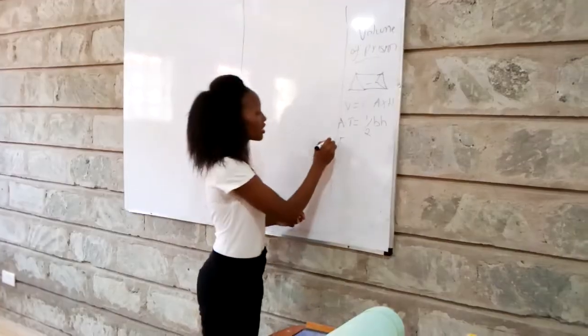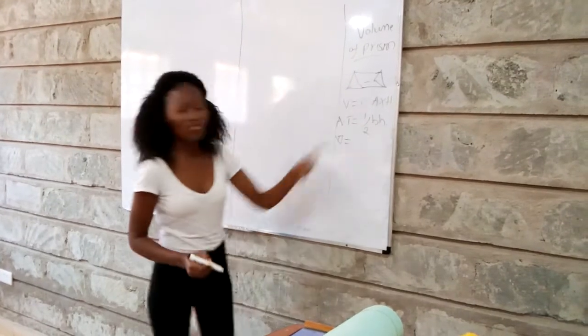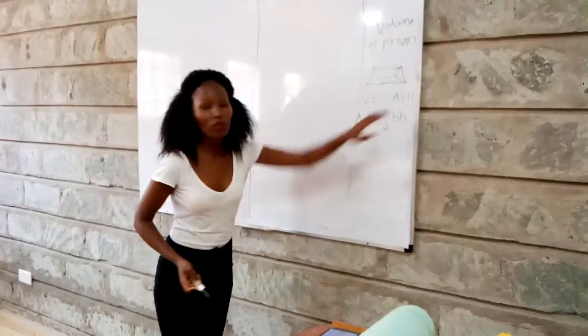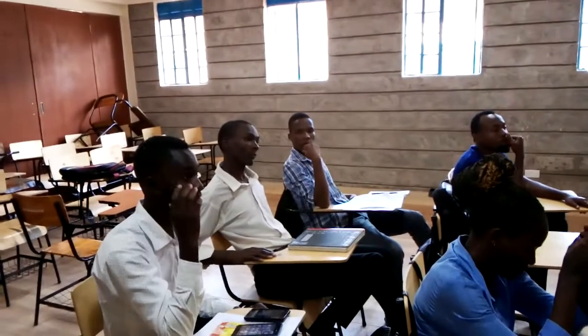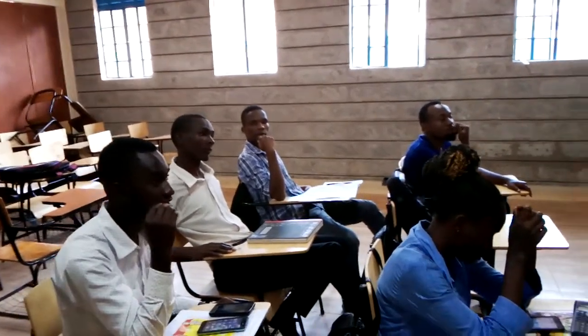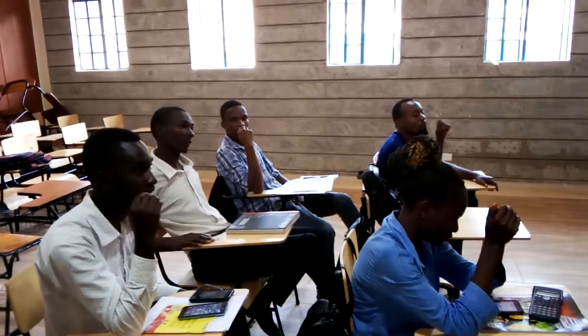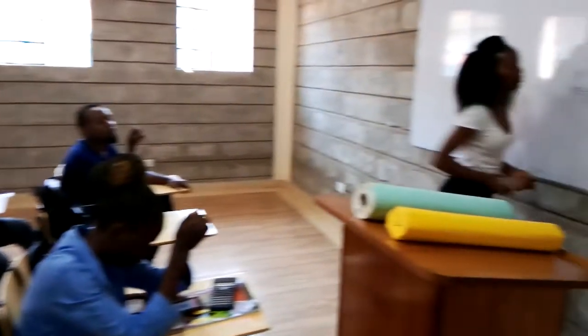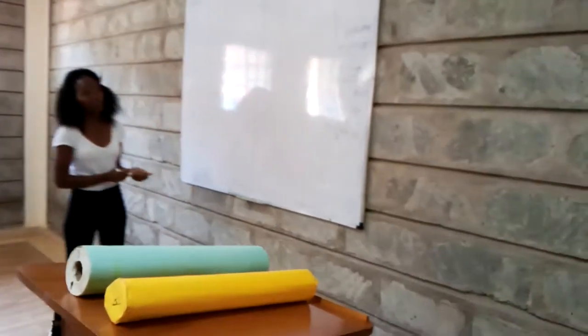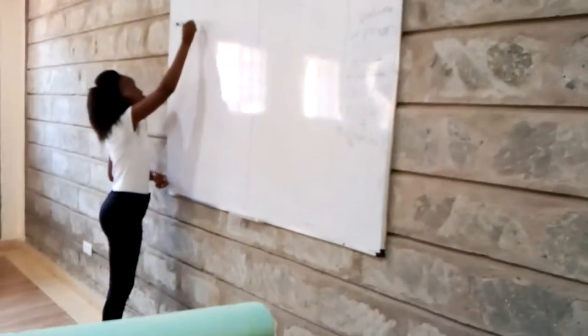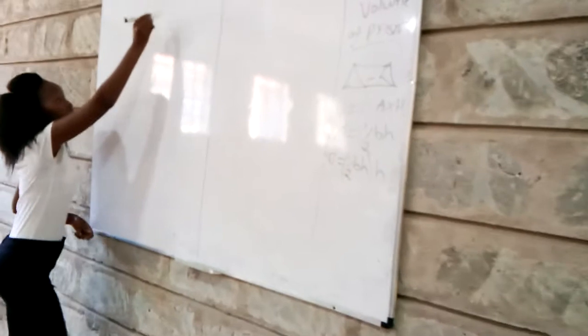So how do we get the volume of this? If you apply this formula, what do you get? It is the area of the triangle, base times height, times the height. Exactly. So today, I want us to deal with volume of cylinder.